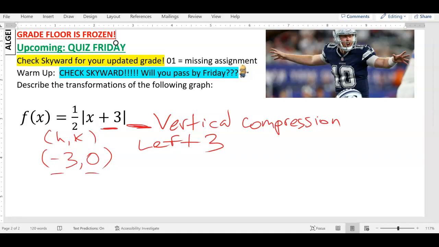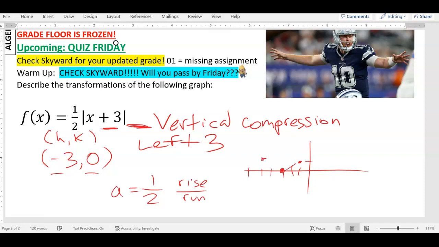So I'm going to do a quick sketch. If I were to sketch this at -3, 0, yes, except that here, I can't see it because it's upside down. Something like that, yeah. Now, when you see that 1/2, if your a is 1/2, remember that's rise over run. So it means you're going to rise up 1, run 2. And the other way, rise up 1, run 2. And you get this wide looking absolute value function. Shifted left 3, vertically compressed, so it's a little wider, okay?